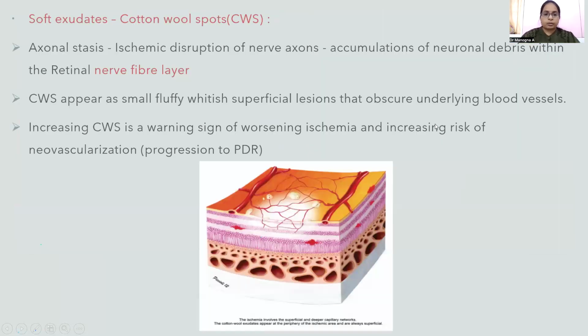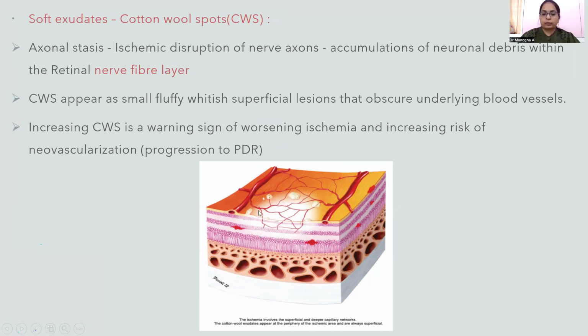Okay, so next are soft exudates. I've mentioned hard exudates previously with distinct margins. The exudates with indistinct borders are known as soft exudates. But soft exudates are not lipid-laden macrophages. Soft exudates are ischemic disruption of nerve axons.